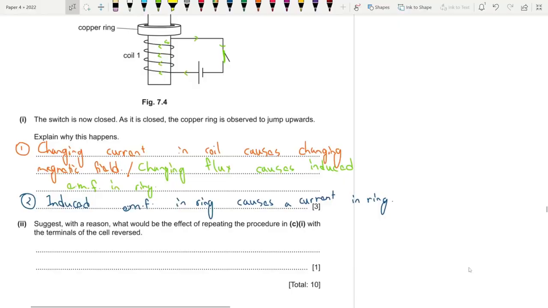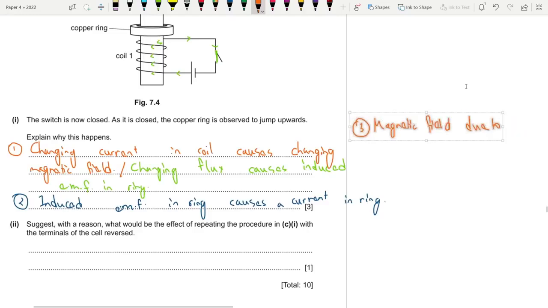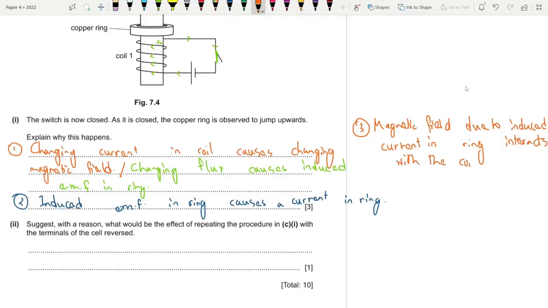So the third point entails the magnetic field due to induced current in ring interacts with the coil's field to cause an upward force on the ring.